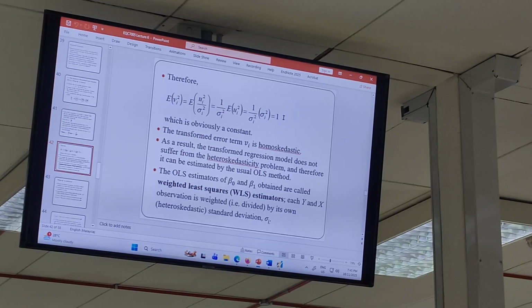The ordinary least squares estimators of beta 0 and beta 1 obtained this way are called weighted least squares, or WLS, estimators. Each y and x observation is weighted, that is, divided by its own heteroscedastic standard deviation sigma i.